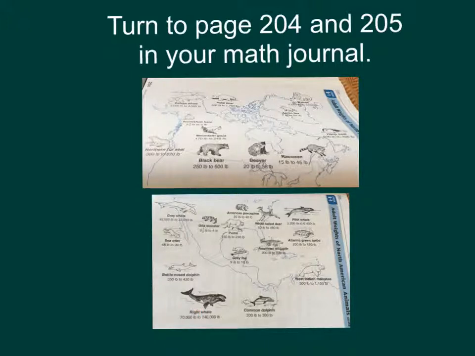Today, we're going to be using these sheets to explore the different weights of North American animals. You might notice when you turn to these pages that they give us a range of weights. For example, the black bear. A normal adult black bear weighs anywhere between 250 pounds and 600 pounds. That means that if I had a black bear that weighed 300 pounds, that would be normal. It's within our range. I most likely wouldn't find a black bear that weighs 650 pounds because that goes above our normal range.